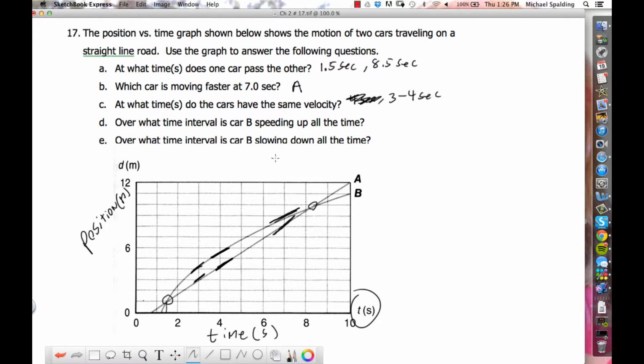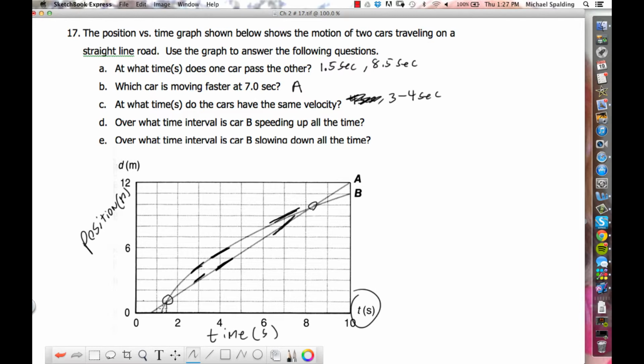All right, D. Over what time interval is car B speeding up all the time? The whole time. So between what two points is car B speeding up? Well, if the car is speeding up, we're looking for an increasing slope, where the slope is getting steeper, steeper, steeper. You know what?